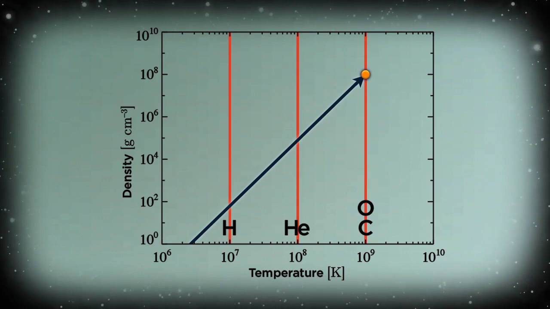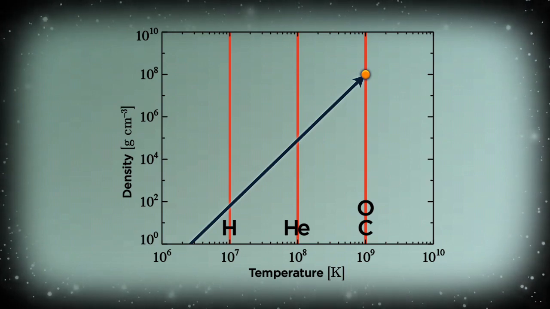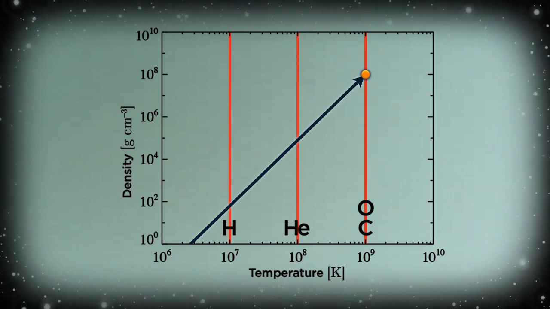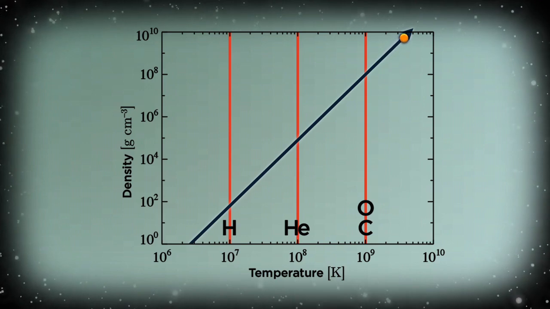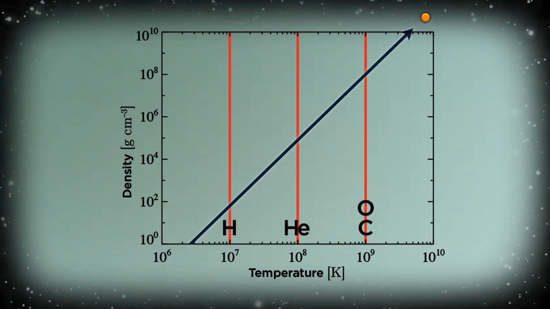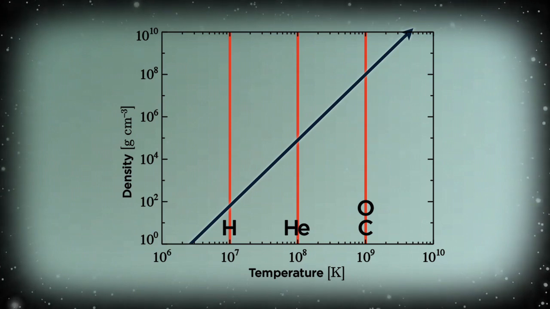If it reaches 1 billion degrees, the carbon and oxygen ignite, again pressing the pause button on the collapse. And so on and so on. The core fuses heavier and heavier nuclei, each one lasting for less and less time, burning with increasing desperation.